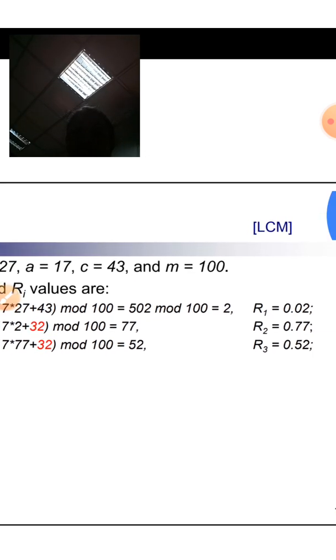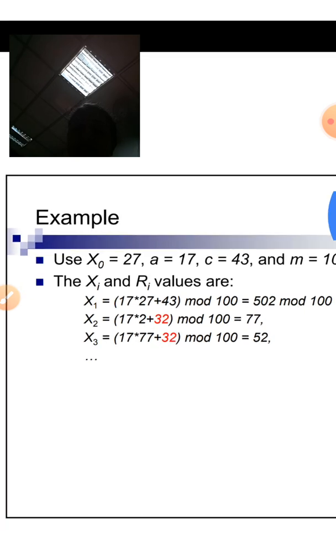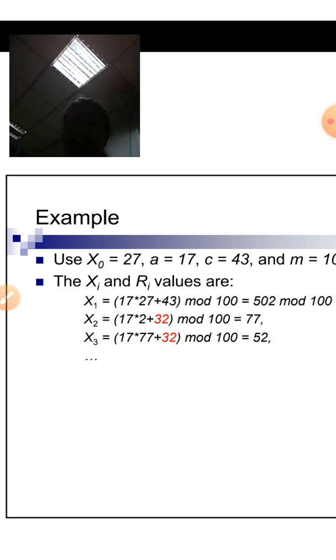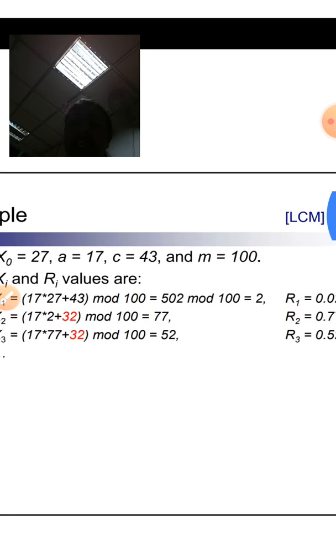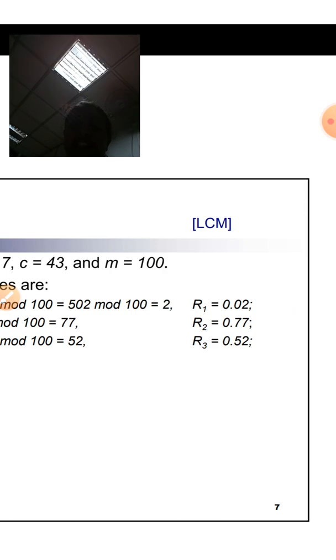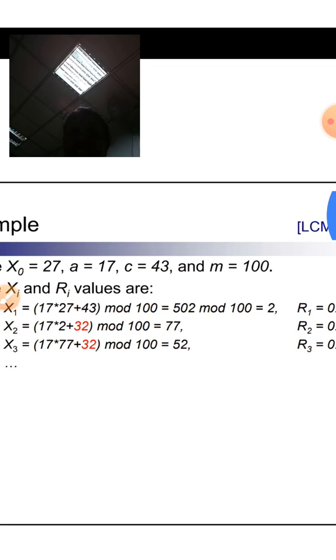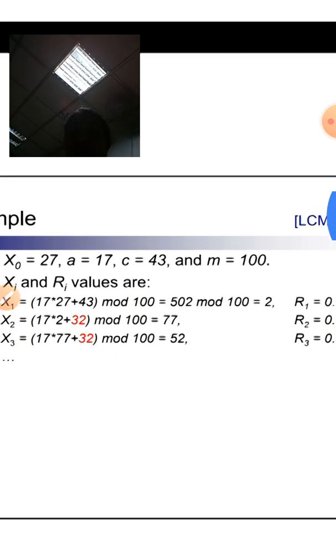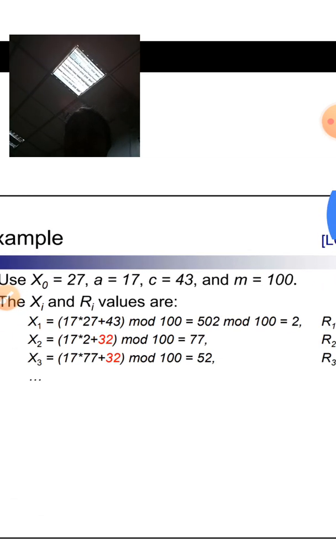That is the a xi term, and here we are going to take the plus c value. The result we get is 77, mod 100 it is 77. I get the value 77 by 100, which is 0.77, as random number R2. Similarly x3, x4, x5 and all these we are going to calculate in the same sequence.